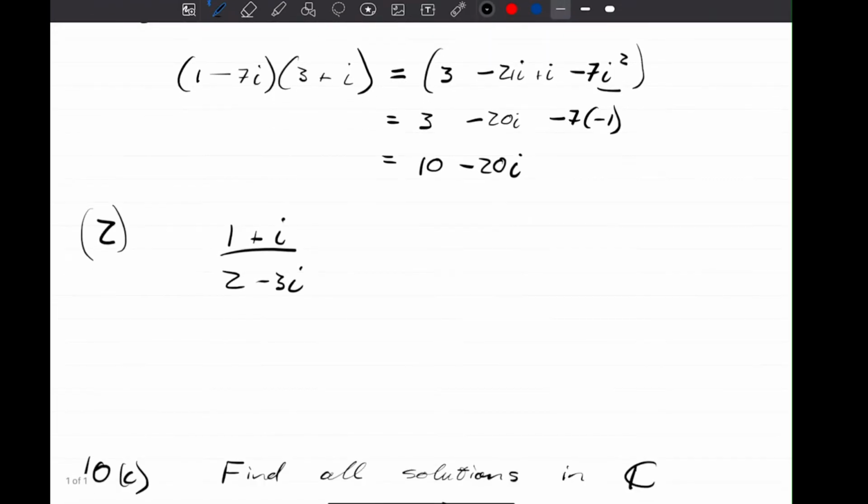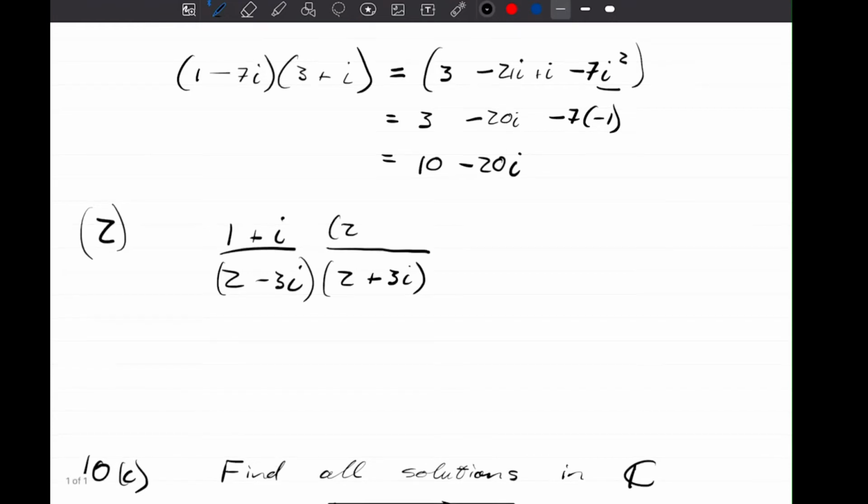Let's move on to number 2. Here we have a fraction that we should write in standard form. And now the trick here is to multiply top and bottom with the conjugate, the complex conjugate of the denominator. So remember, the complex conjugate, you change the sign of the imaginary part.